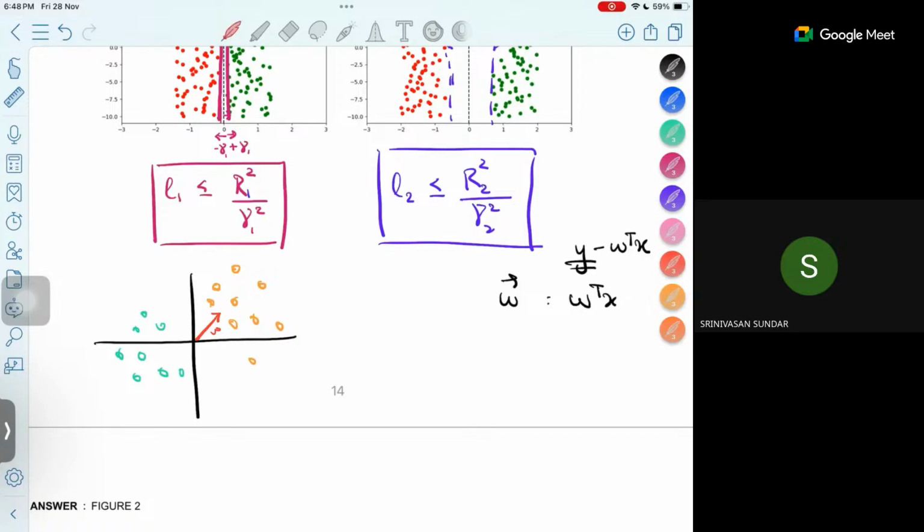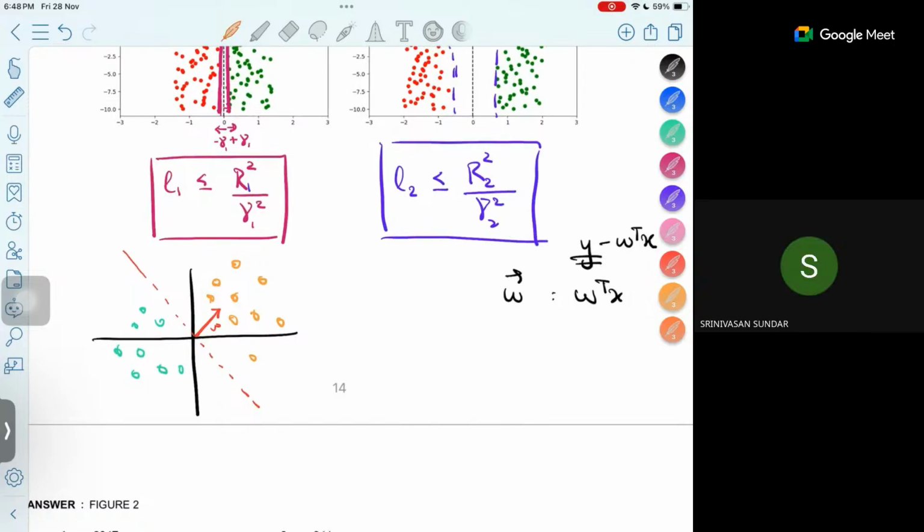Now, the W transpose X equal to 0 line will be something like this. Let me take a point here also. If you look at this particular line, all the points that lie on it have the same W transpose X value. All the xi's that lie on this line have the same value for W transpose Xi.